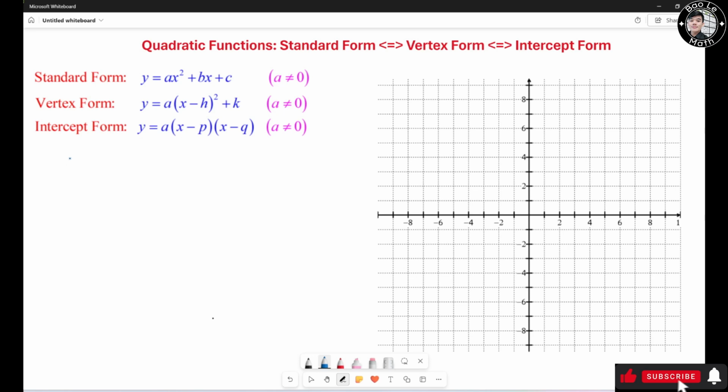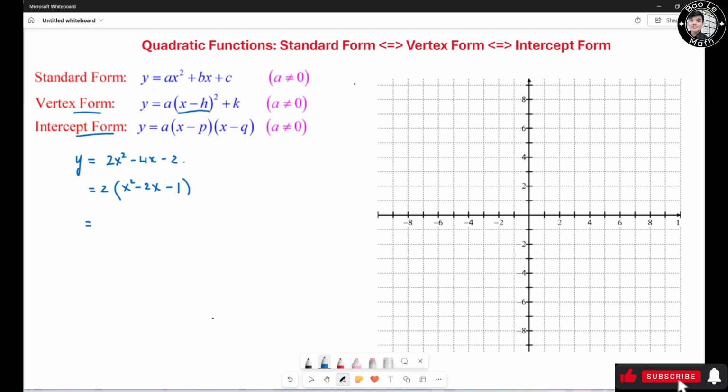For example, I have the standard form y equals 2x squared minus 4x minus 2. Now I need to convert this standard form to the vertex form and the intercept form. So I need to convert this one into vertex form first. In order to do that, I need to factor 2 out. So I have 2 times parentheses x squared minus 2x minus 1.